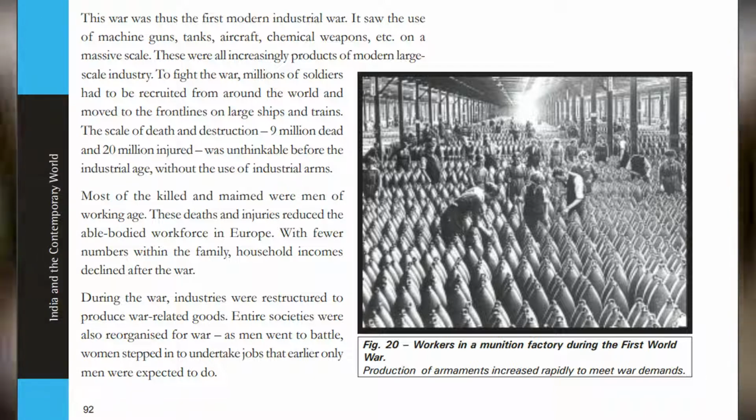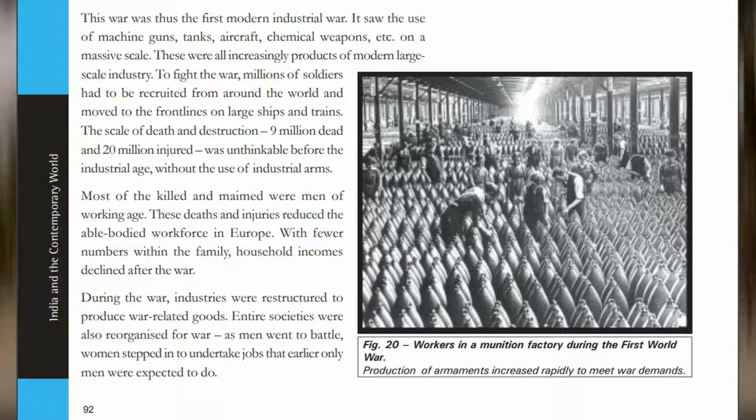To fight the war, millions of soldiers had to be recruited from around the world and moved to the front lines on large ships and trains. The scale of death and destruction, 9 million dead and 20 million injured, was unthinkable before the industrial age, without the use of industrial arms. Most of the killed and maimed were men of working age. These deaths and injuries reduced the able-bodied workforce in Europe. With fewer numbers within the family, household incomes declined after the war.